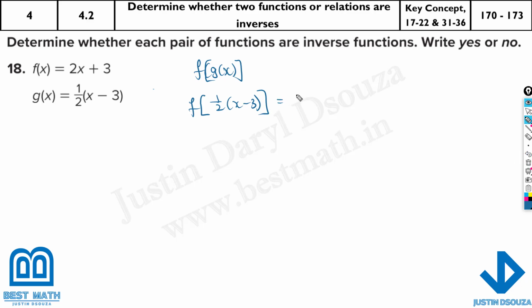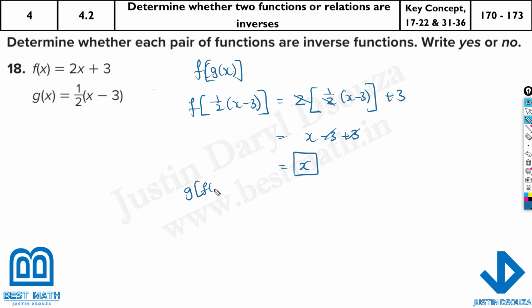What happens? It'll be 2, but now instead of this x value, you need to put everything below: half x minus 3, and then plus 3. Now you need to multiply this 2 inside. And since this is all multiplication, this cancels. That's enough. That's done. And you have x minus 3 plus 3. And what happens here? Yes, that is the correct answer. So these are inverse of each other. But I'll just prove it again. Let's do the other side as well.